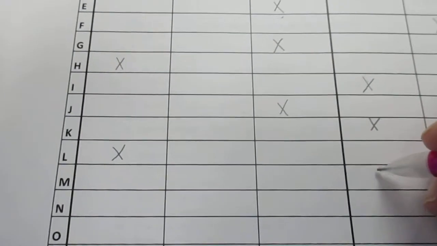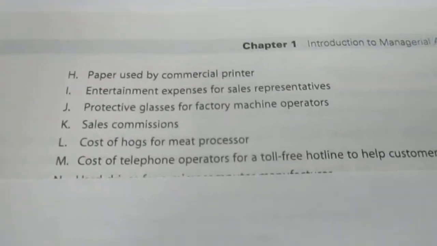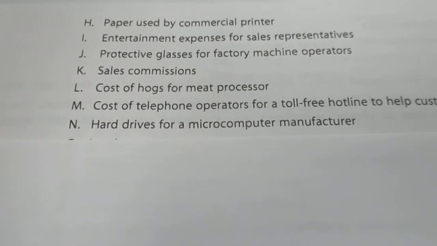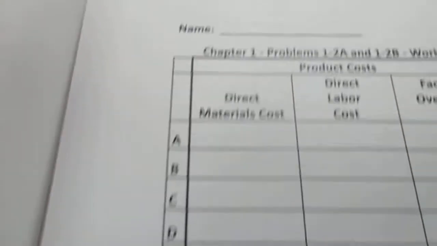Letter M is going to be selling expenses because if we think about a company who has any kind of product, they have a customer service hotline. That's part of the selling process, that post-purchase selling process. Letter N, hard drives for a microcomputer manufacturer. That's going to be one of their direct materials. They need those hard drives in order to create those microcomputers.